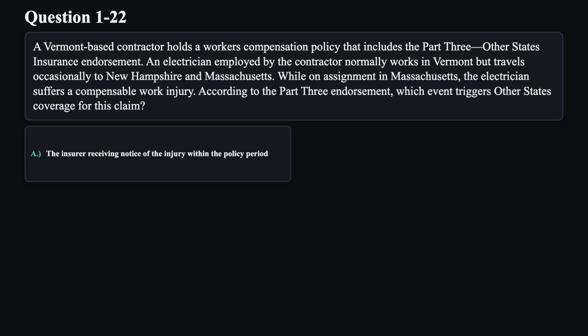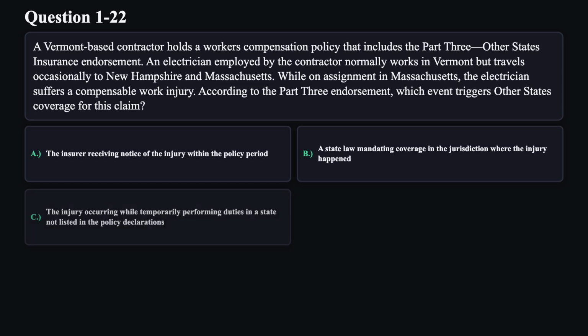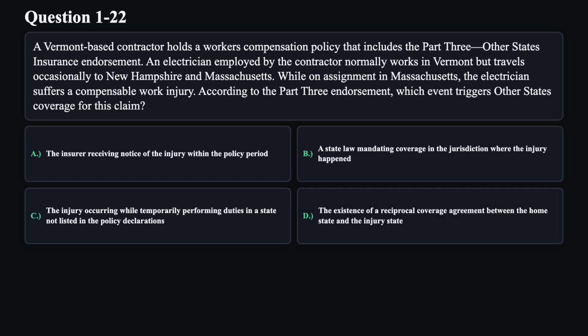A. The insurer receiving notice of the injury within the policy period. B. A state law mandating coverage in the jurisdiction where the injury happened. C. The injury occurring while temporarily performing duties in a state not listed in the policy declarations. D. The existence of a reciprocal coverage agreement between the home state and the injury state.